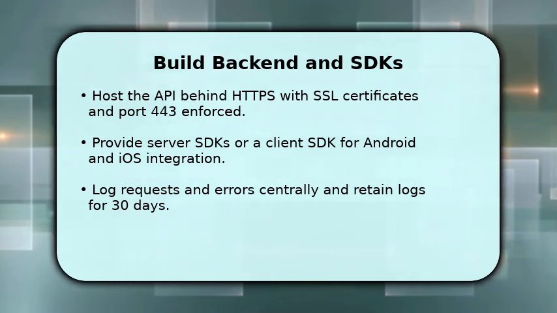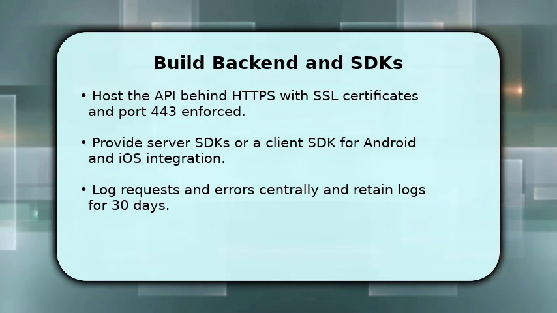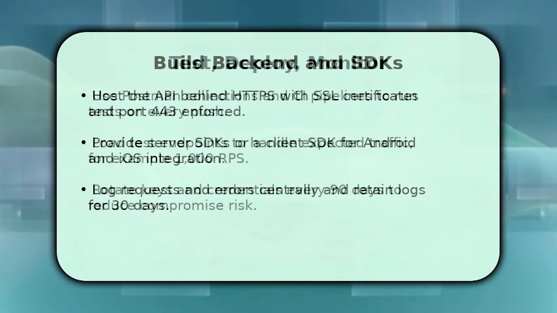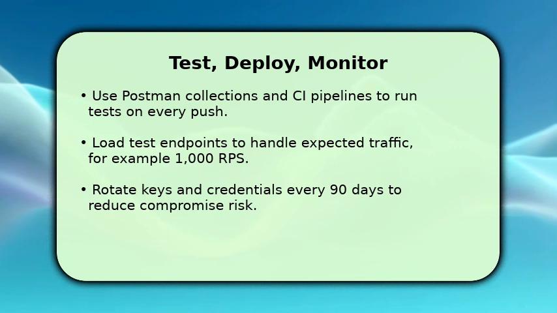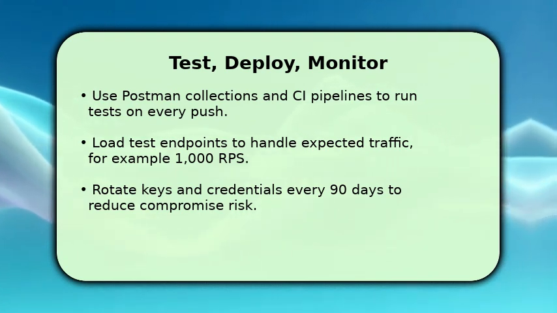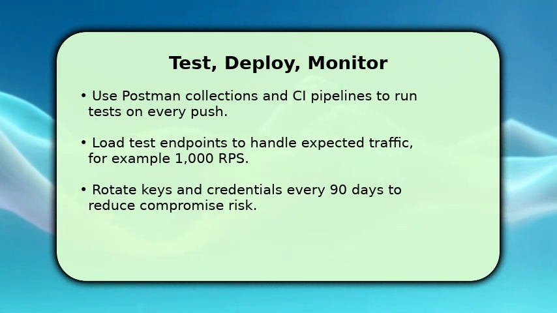Test integration using automated API tests and manual end-to-end flows. Use Postman collections and CI pipelines to run tests on every push. Load test endpoints to handle expected traffic, for example 1,000 RPS, and validate auto-scaling behavior.